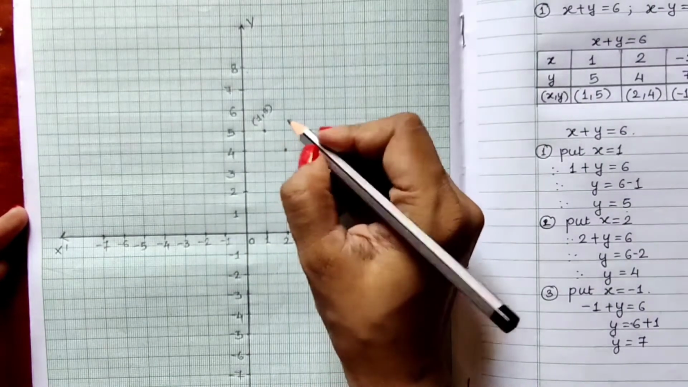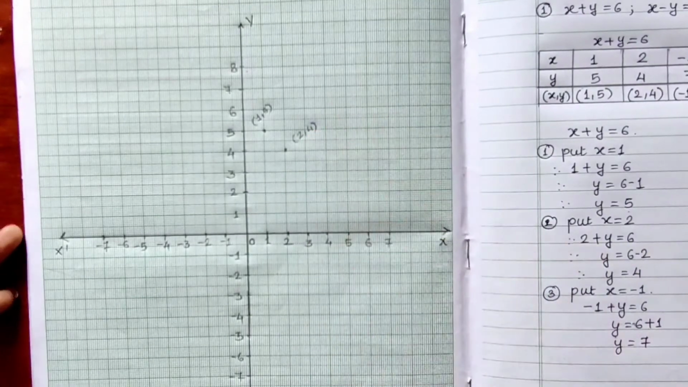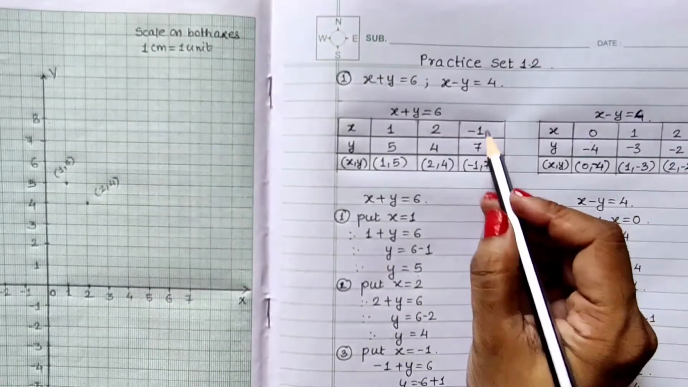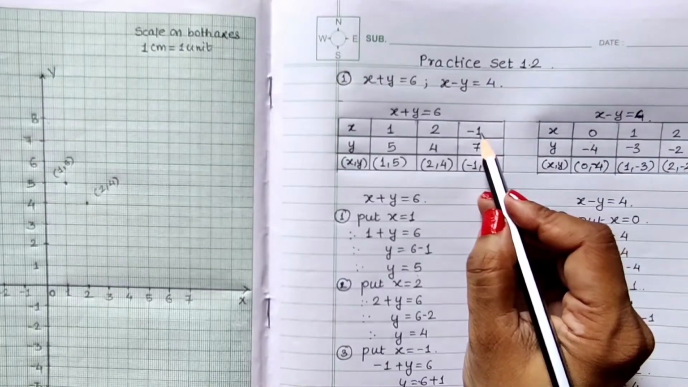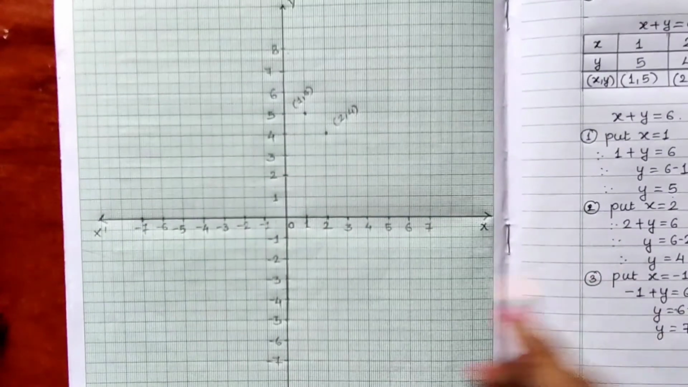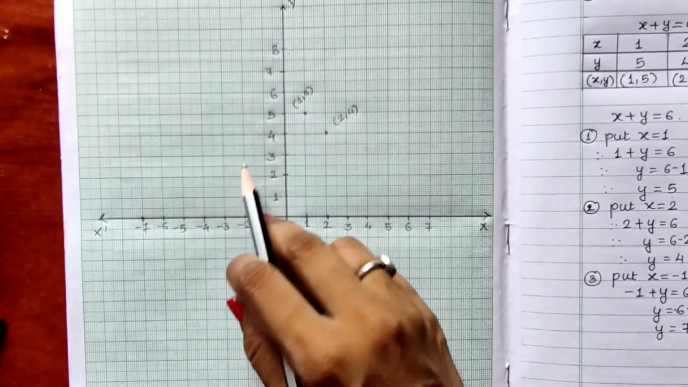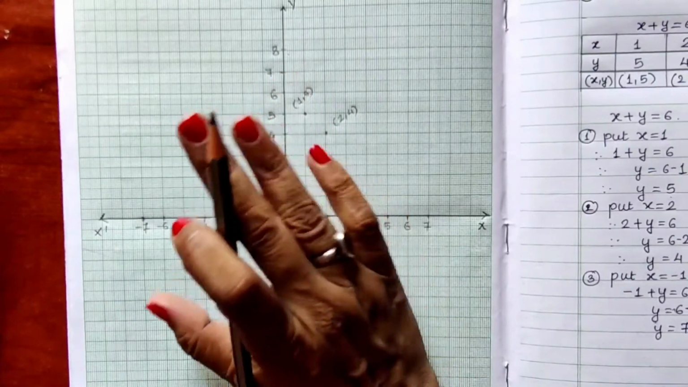And this is point (2, 4). Now the next one is (-1, 7): -1 from the x-axis and 7 from the y-axis. So -1 is on the left hand side and 7 is on the upper side, so the point will be in the second quadrant.